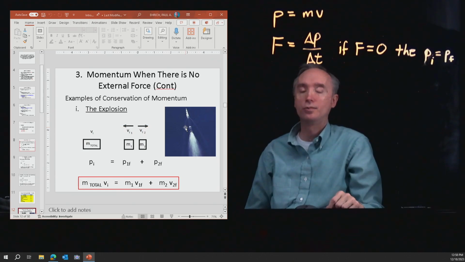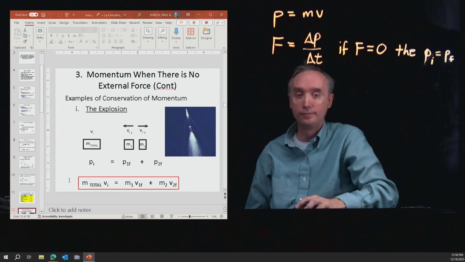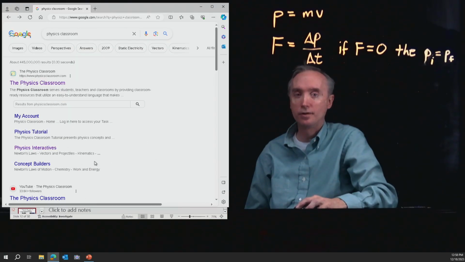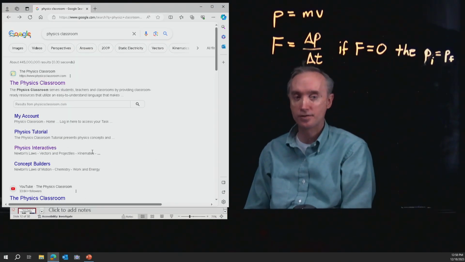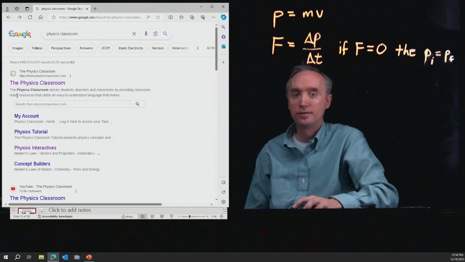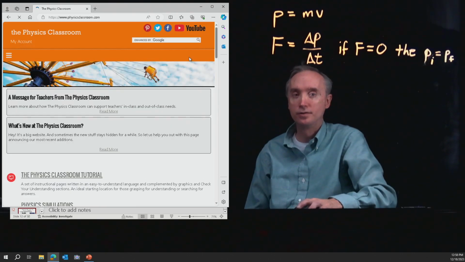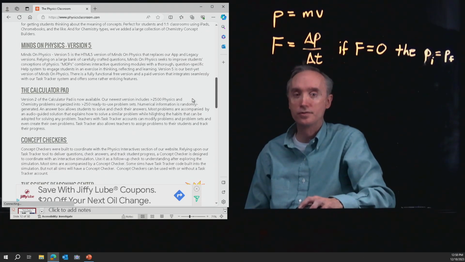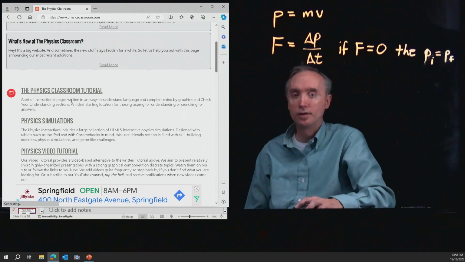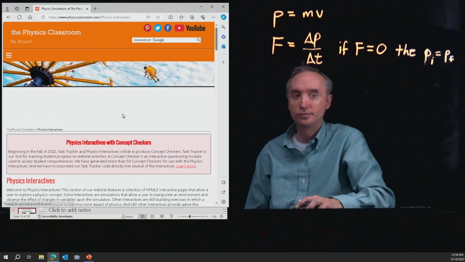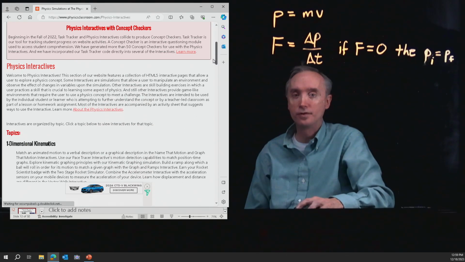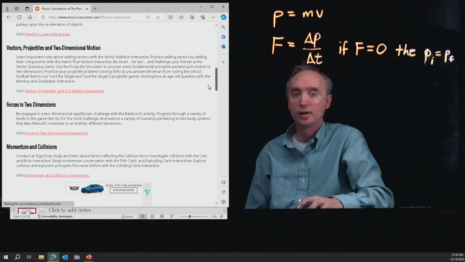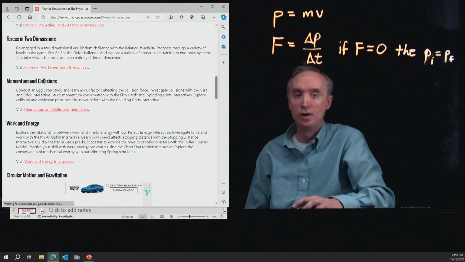Now, in order to illustrate it, we're going to use a simulation off the internet. So if you go to the internet, I want you to type in the physics classroom. Okay, are you there? If you click on the physics classroom, you'll see that it has all sorts of different kinds of simulations and tutorials about physics. So we're going to click on the physics simulations, and these are all the different kinds of simulations you can be looking at, but what we want to do is go to momentum and collisions. So let's click on that one.